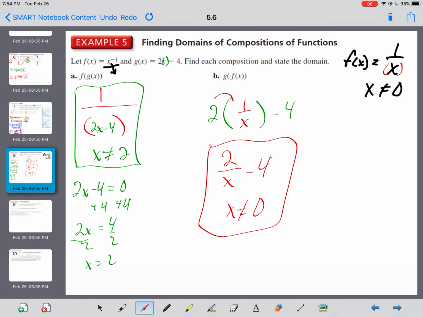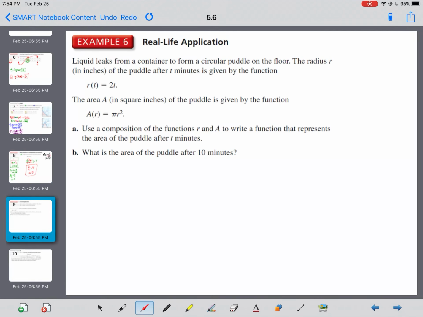That's a no-no. 2 times 1 over x is not 2x. The 2 is times the 1. Remember, this is over, straight across. Okay?